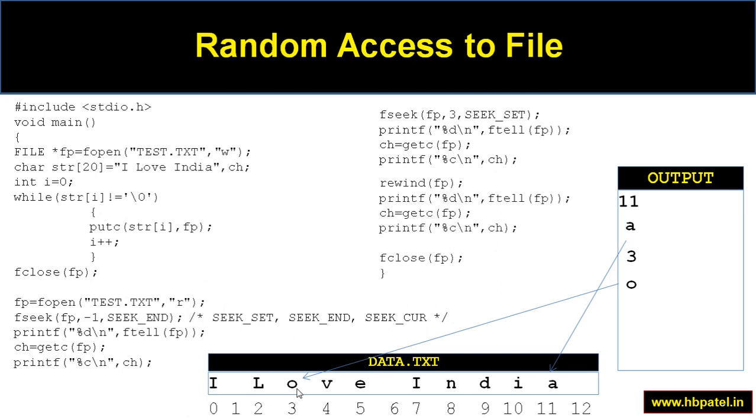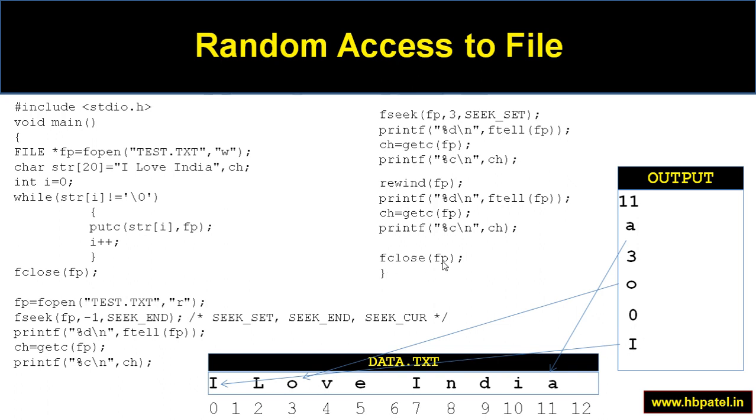Then third is rewind(fp). Rewind(fp) means no matter at what location your imaginary pointer is, when you run this rewind, it will set the pointer in the beginning. It will set the pointer in the beginning. And so now pointer is over here. Now if I write this ftell, what location am I going to get? 0. And if I read the character, what character am I going to get? I. So I am going to get 0 and I. And then I close the file.